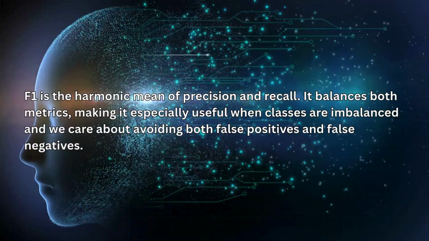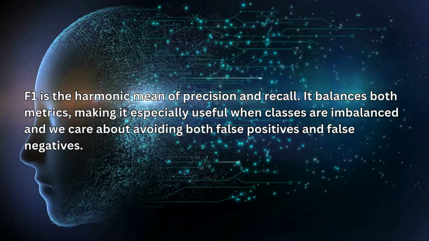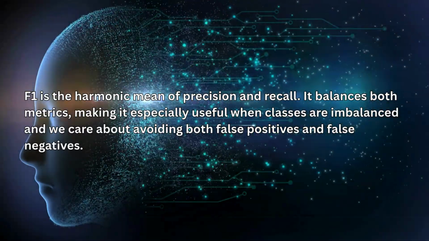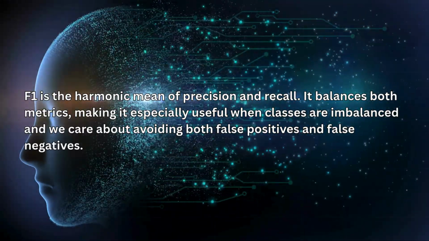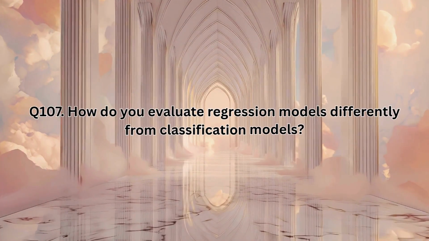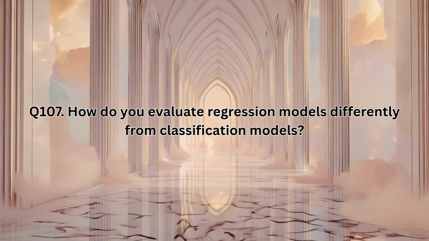What is the F1 score and why is it useful? F1 is the harmonic mean of precision and recall. It balances both metrics, making it especially useful when classes are imbalanced and we care about avoiding both false positives and false negatives.